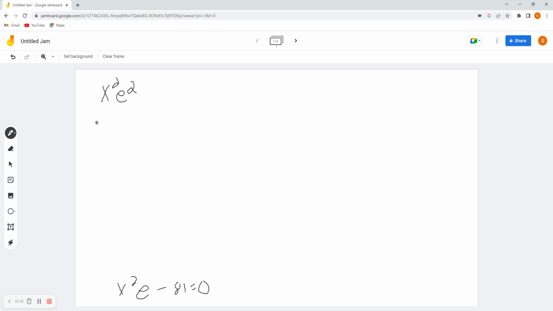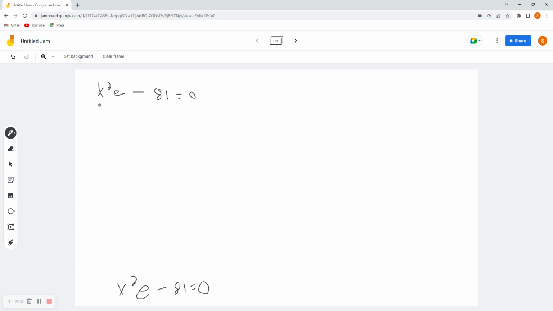If this was the problem, if it was x e equal to 9, all we have to do is divide by e on both sides, and then x is equal to 9 over e. But that's not the problem. The problem is x times the square root of e is equal to 9. So what we do here is we put it through the best formula in all of math, the quadratic formula.